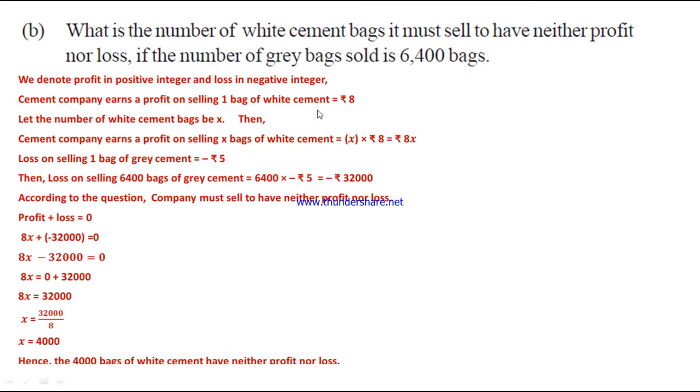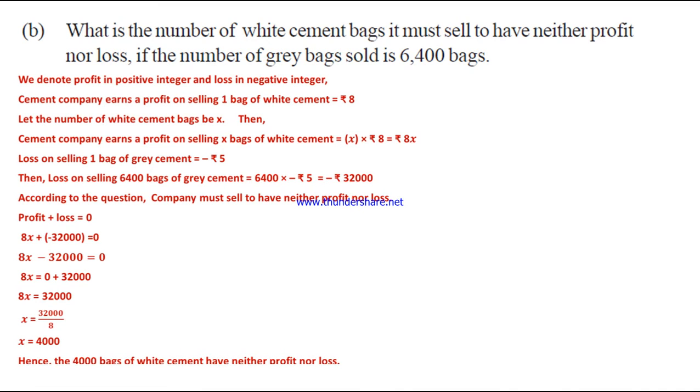We know the profit by selling 1 bag of white cement is rupees 8. To find the profit for x bags, we multiply: x into 8, 8x rupees. So by selling x bags of white cement, we get 8x rupees. The loss on selling 1 bag of grey cement is minus 5 rupees. So for 6,400 bags of grey cement, we multiply and get minus 32,000. That is, they are losing 32,000 rupees.